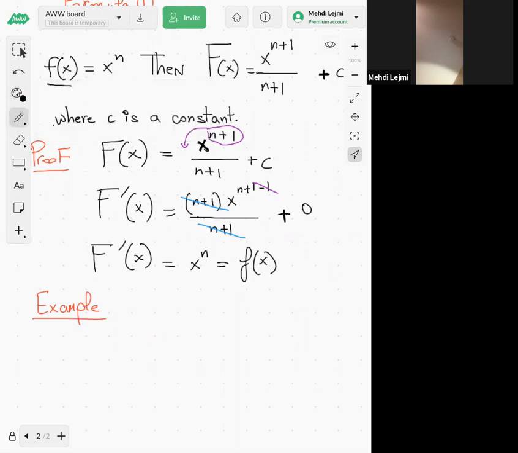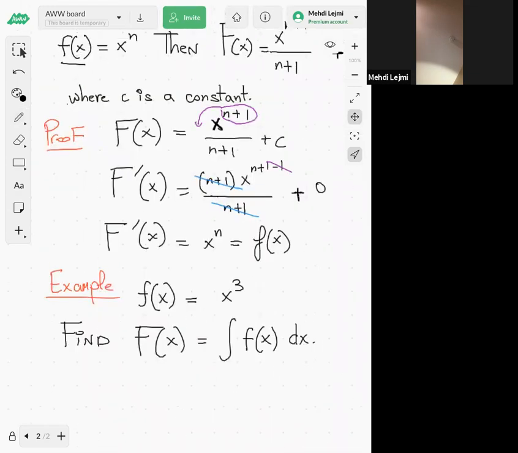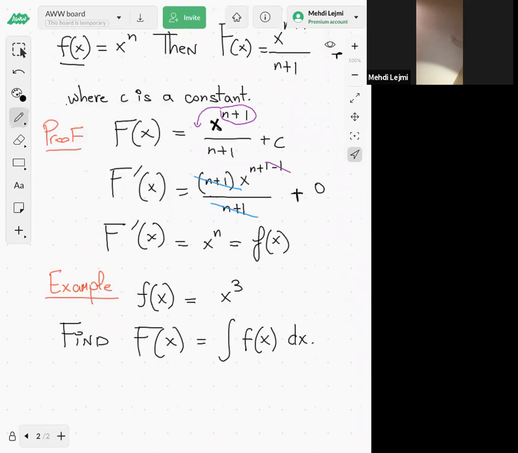So let's say I have f of x equal to x cube, all right? And I want to compute the antiderivative or the integral of this f of x, right? So I'm going to compute this capital F. So let's try to find capital F of x, which is the antiderivative of f of x, right? So this capital F of x, this integral of f.